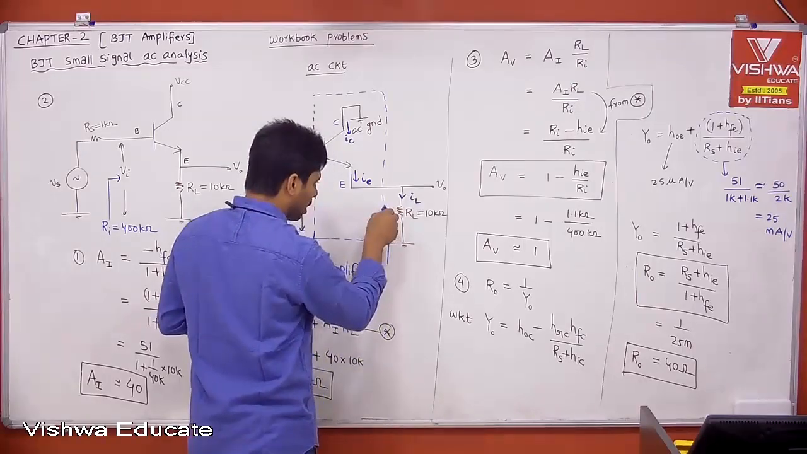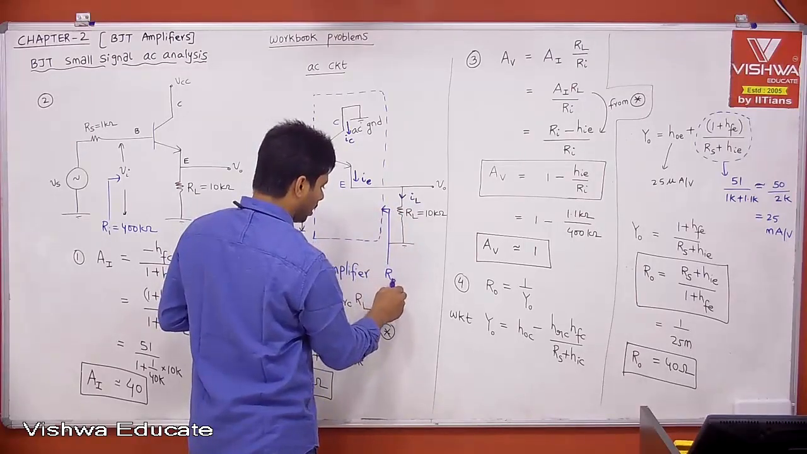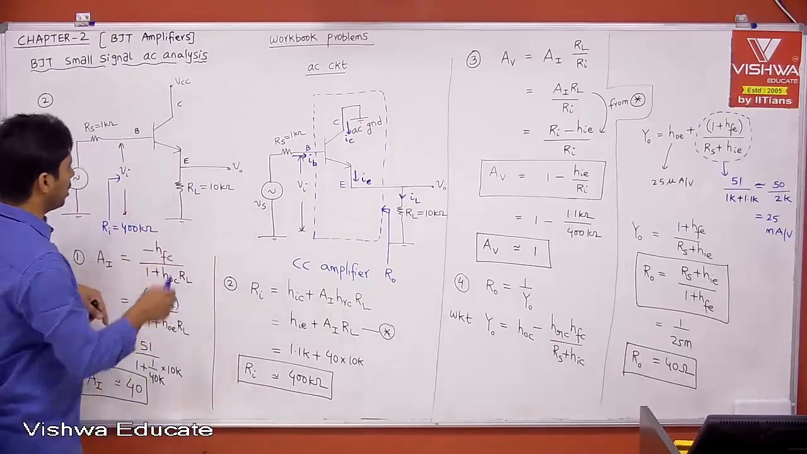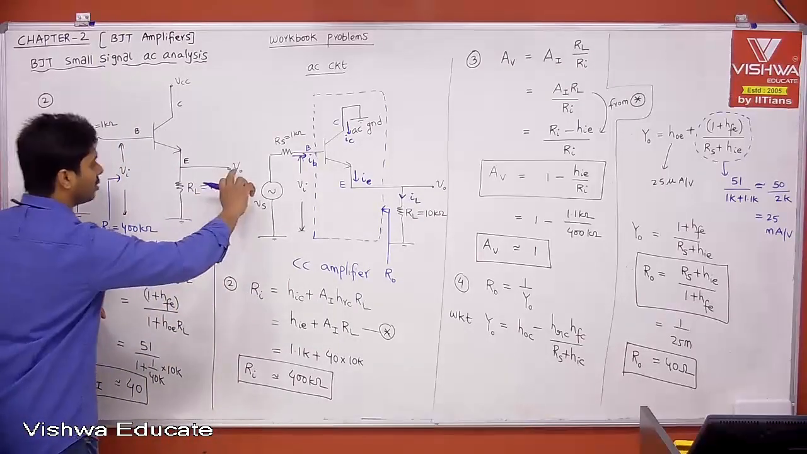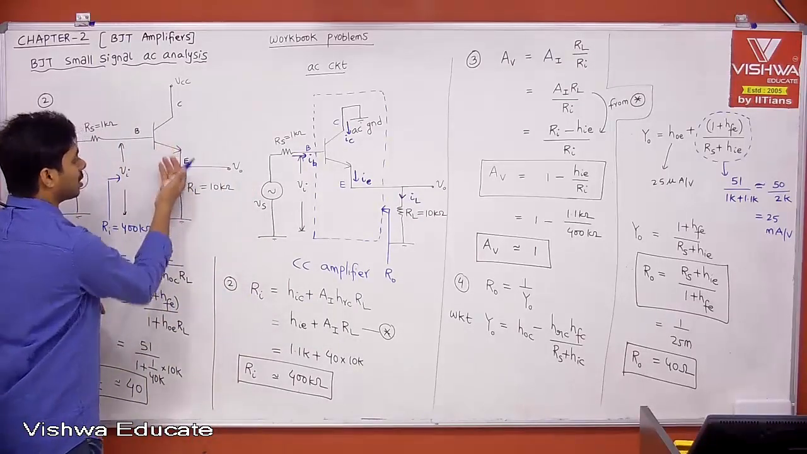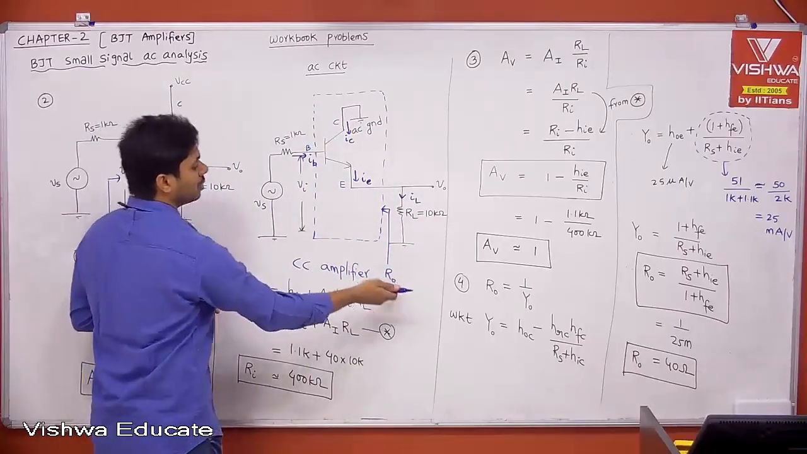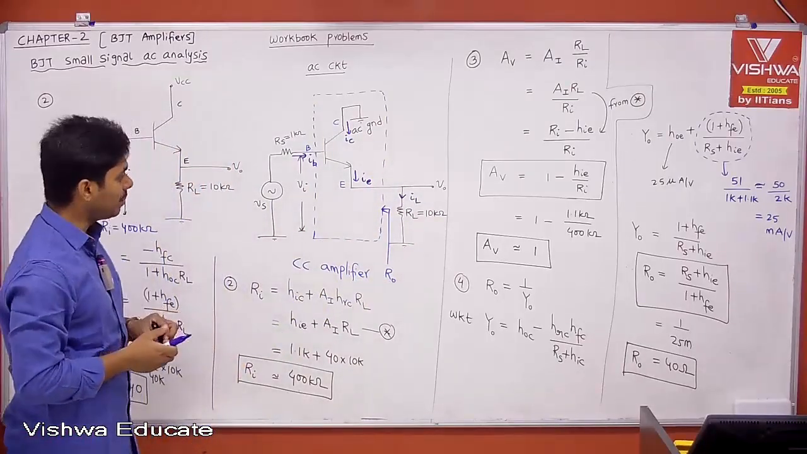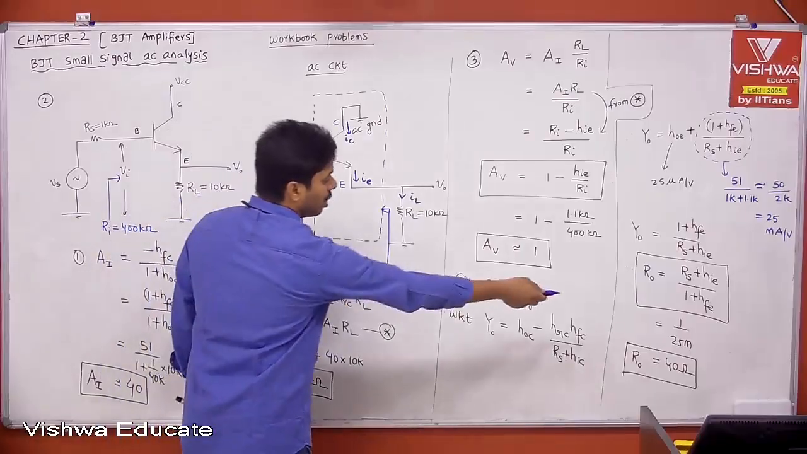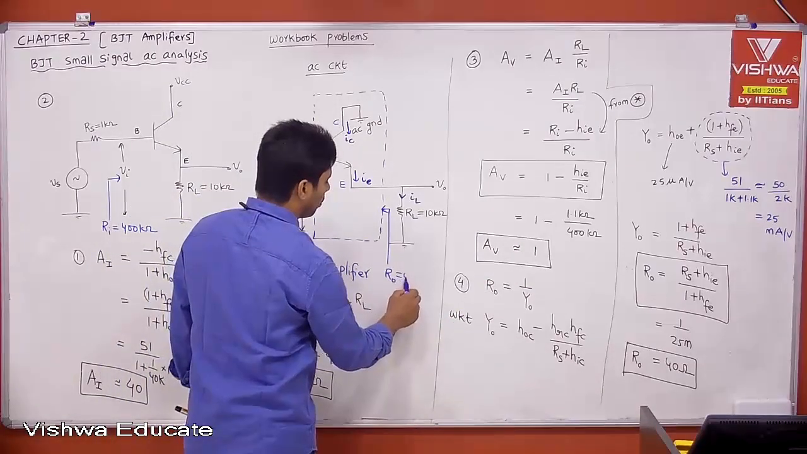This is easy to understand as R0, but if you ask me to represent what R0 is here, how will I represent it? We need to exclude RL, and then it is the impedance seen into the emitter, with respect to ground. This is easy to represent R0, okay? Therefore, what is R0? We got R0 as 40 ohm.